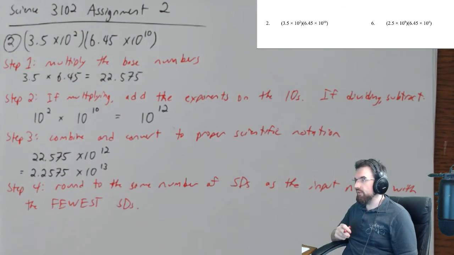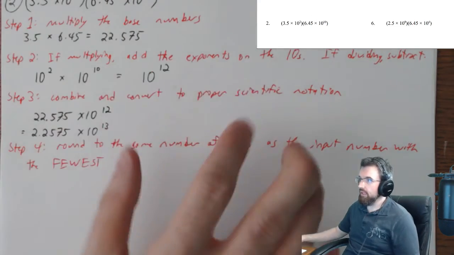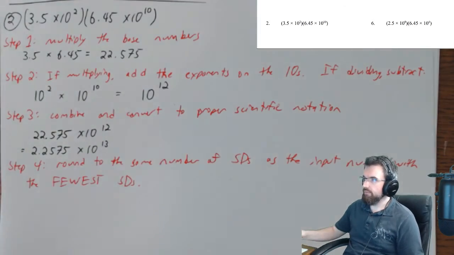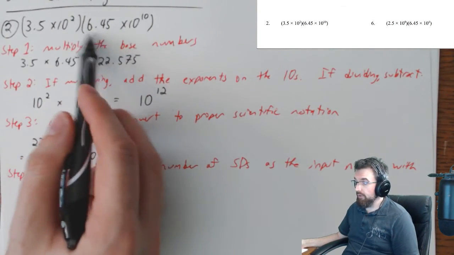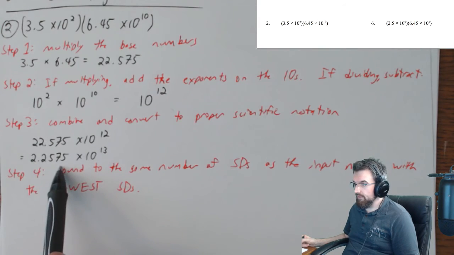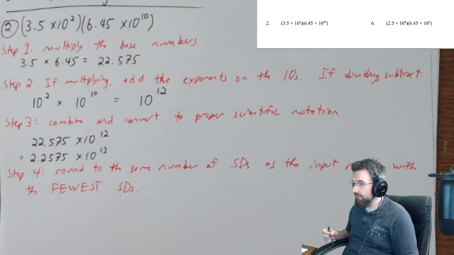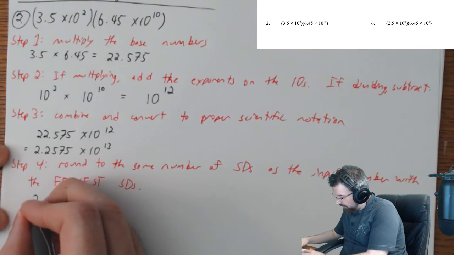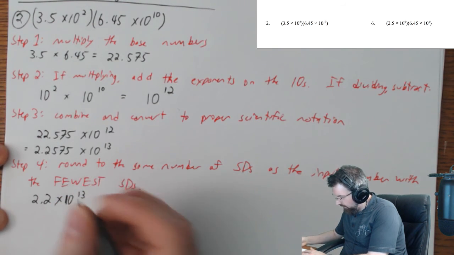Round to the same number of significant digits as the input number with the fewest significant digits. So here, this number has 2 significant digits. This number, 3 significant digits. This one, 5. Boy. So we know we have to round to 2 because 2 is the fewest that we have. So our answer is 2.2 times 10 to the 13.